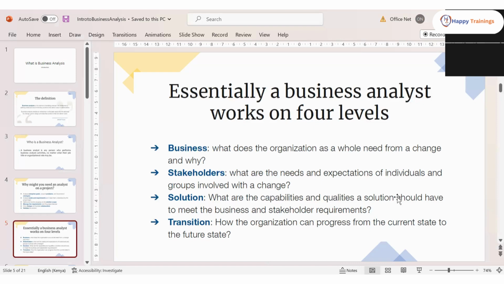Transition: how the organization can progress from the current state to the future state. Means at the current level, whatever state they are in. Suppose their website is not running or it is very old. What will be the future state? The future state will be a website that is dynamic and responsive. It has a lot more functionality. People can contact us anytime through that website. It has a chatbot. People can chat on it and know about the services.